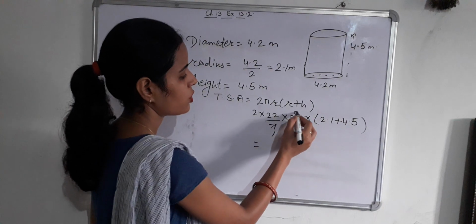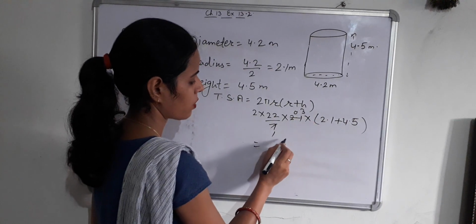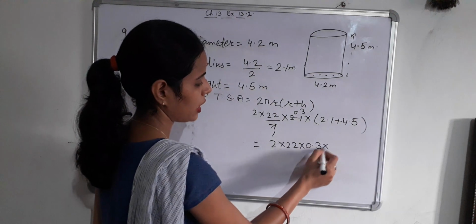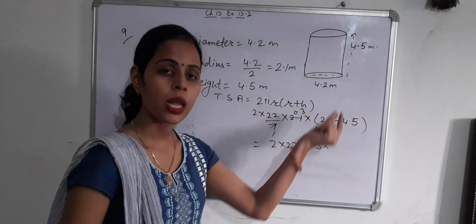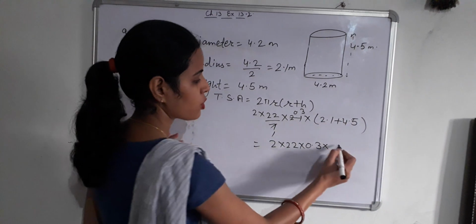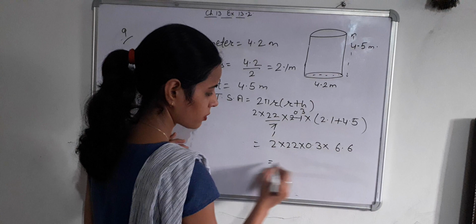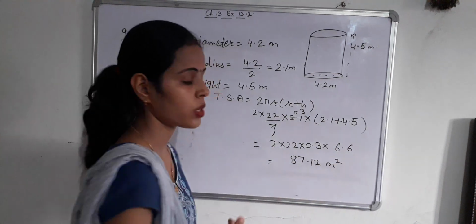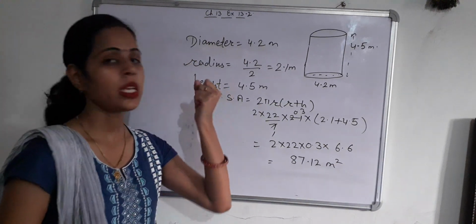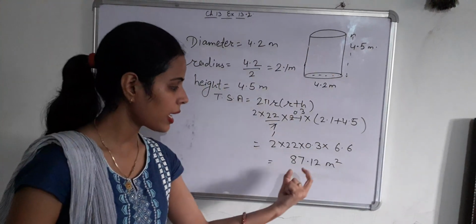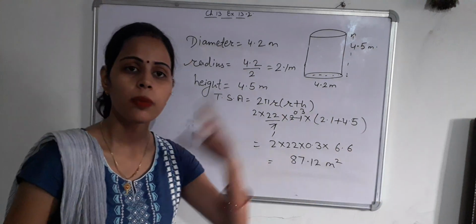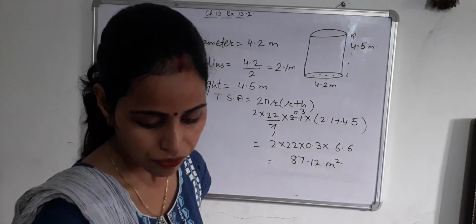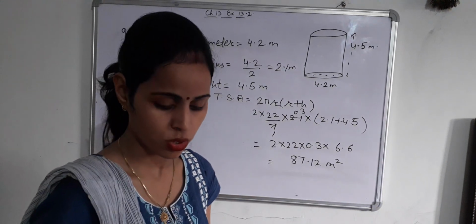7 1 7, 0.3. This will be equal to 2 into 22 into 0.3 into 2.1 plus 4.5, equals 6.6. After calculating these terms, 87.12 meter square comes. Means the total surface area of this closed cylindrical tank is 87.12 meter square. Now a condition is also given which says how much steel was actually used.